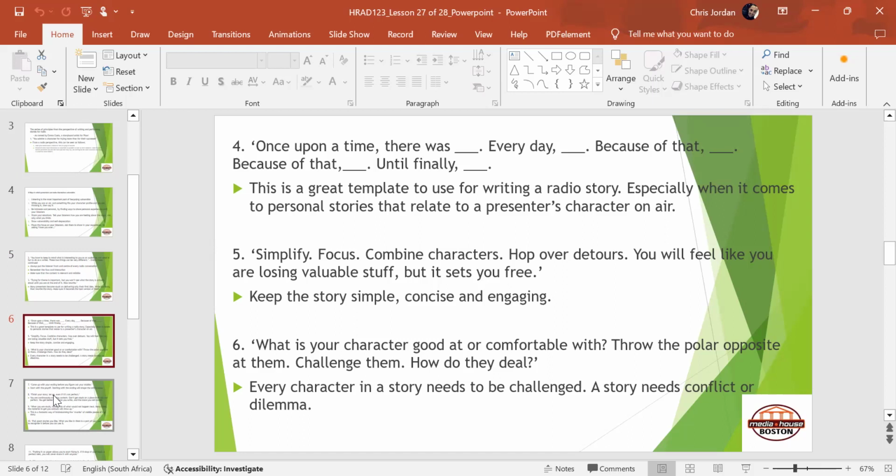It's a bit of a framework for something that we don't really understand just quite yet, and we try to put something together. Right. So number five is simplify, focus, combine characters, and then hop over detours. You'll feel like you're losing valuable stuff, but it actually sets you free.